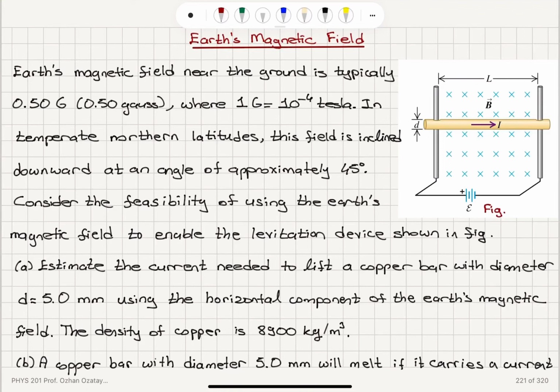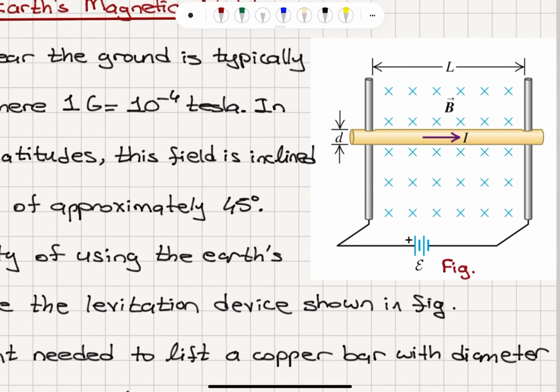Earth's magnetic field. Earth's magnetic field near the ground is typically 0.5 Gauss, where 1 Gauss is 10 to the minus 4 Tesla. In temperate northern latitudes, this field is inclined downward at an angle of approximately 45 degrees. Consider the feasibility of using the Earth's magnetic field to enable the levitation device shown in the figure.